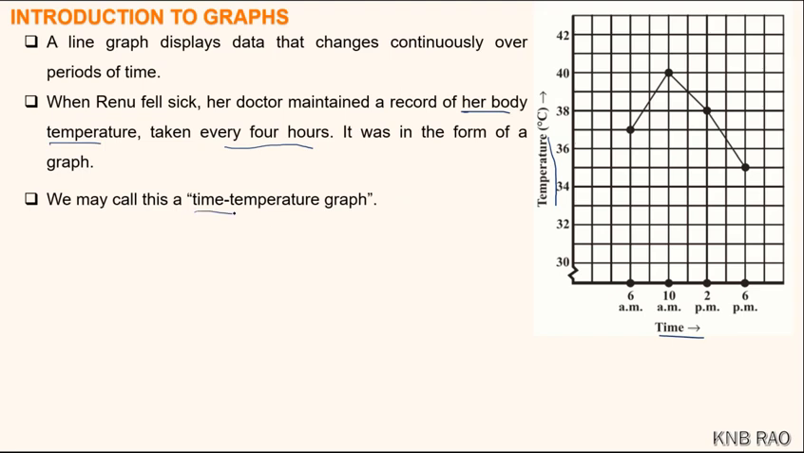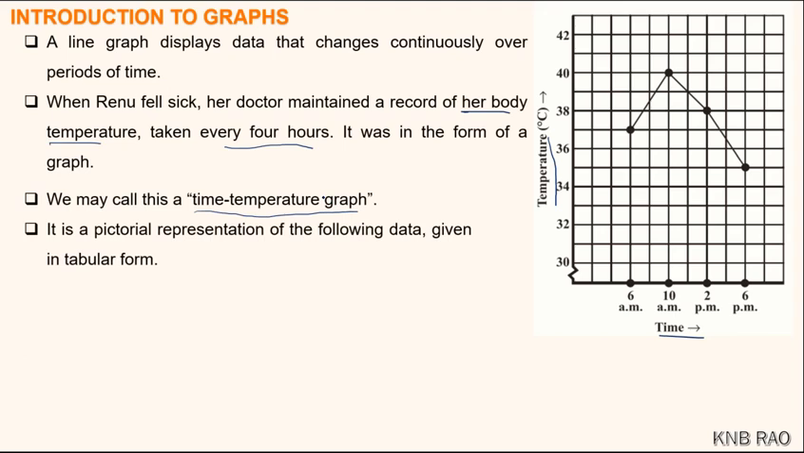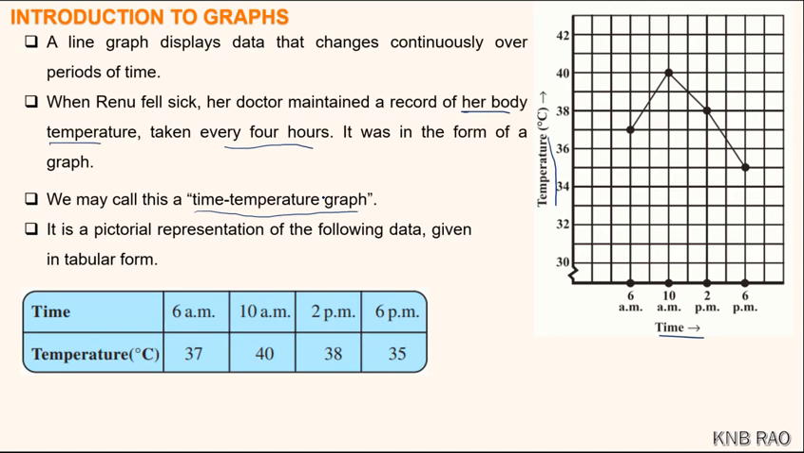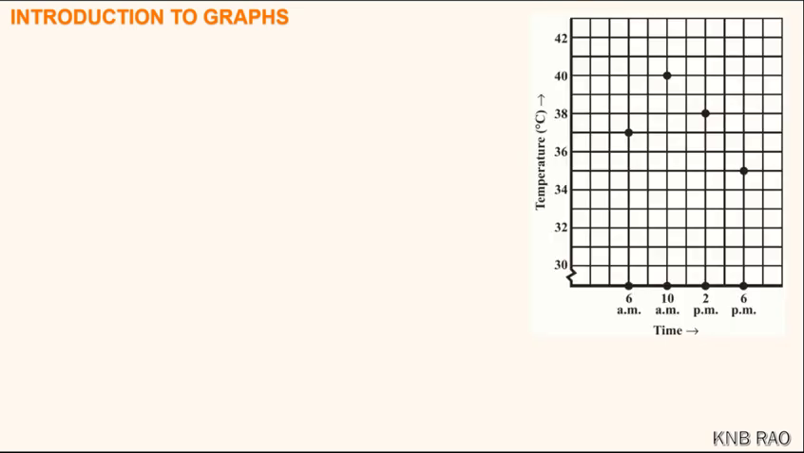So, this graph can be called a time-temperature graph. It is a pictorial representation of the following data given in tabular form. At 6 a.m., 37 degrees Celsius; at 10 a.m., 40 degrees Celsius; at 2 p.m., 38 degrees Celsius; and at 6 p.m., 35 degrees Celsius. Now children, what does this graph tell us?